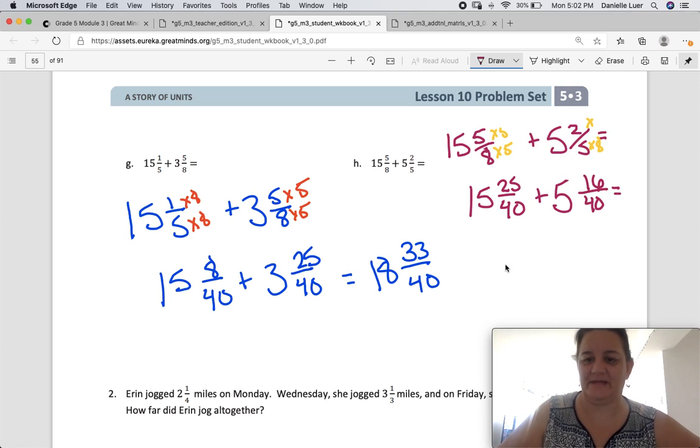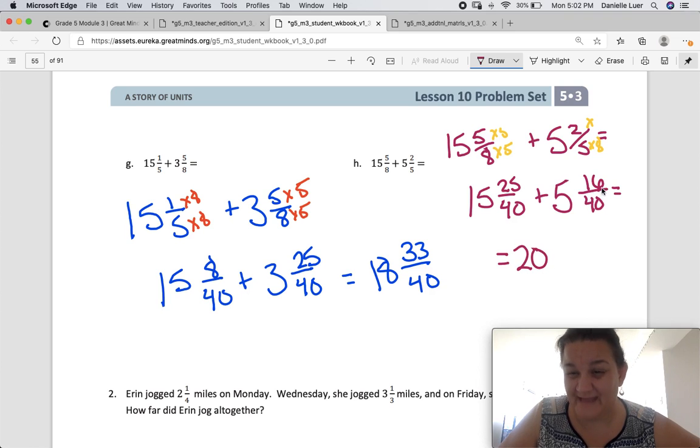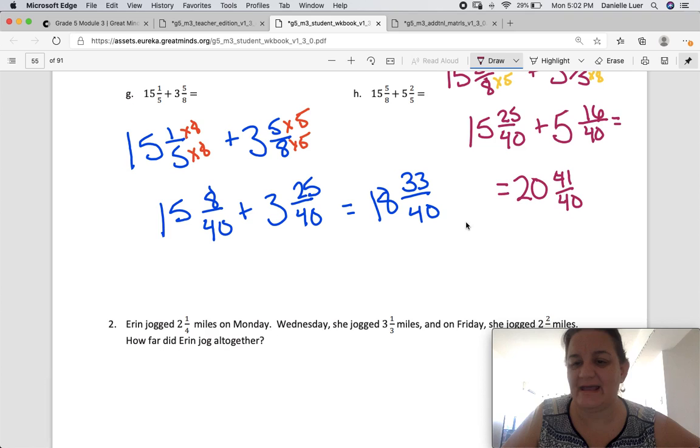Now I'm going to add them, and I'm just going to add them here. So that's 20. And guess what we're going to have here? We're going to have an improper fraction, I can tell already. 25 plus 16 is 41 over 40. You know what? I think you guys can handle it. I'm just going to go ahead and put that right there and move that to there. You see what I did? I took the improper fraction out and I added it to the 20. So 21 and 1/40 is my answer.